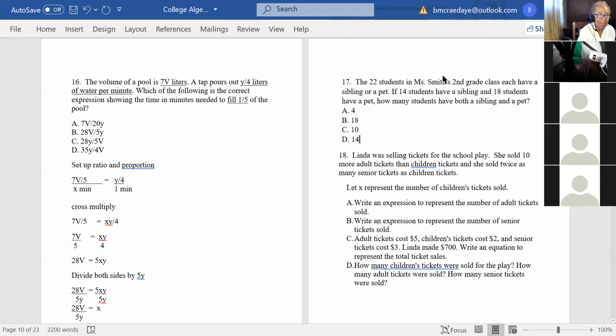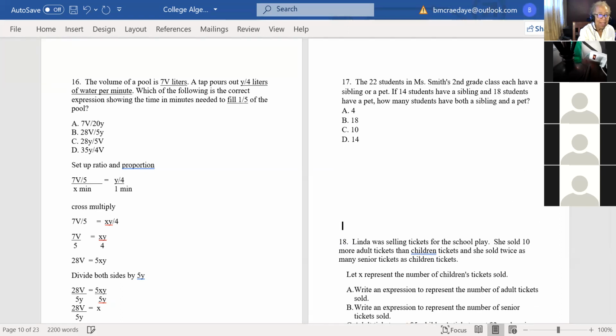Number 17 is a ratio. It's a ratio and proportion? Yeah, I did it in a ratio. I don't know if the answer is right. What did you get for your answer? 14. Well, number one, it's not a ratio and proportion. And it's not 14.